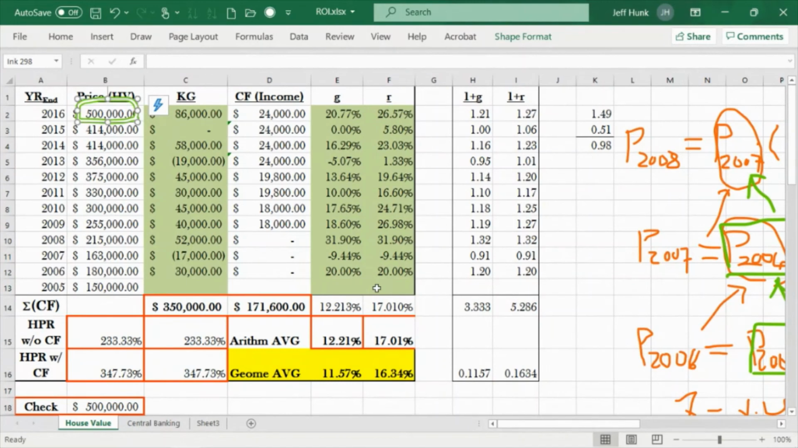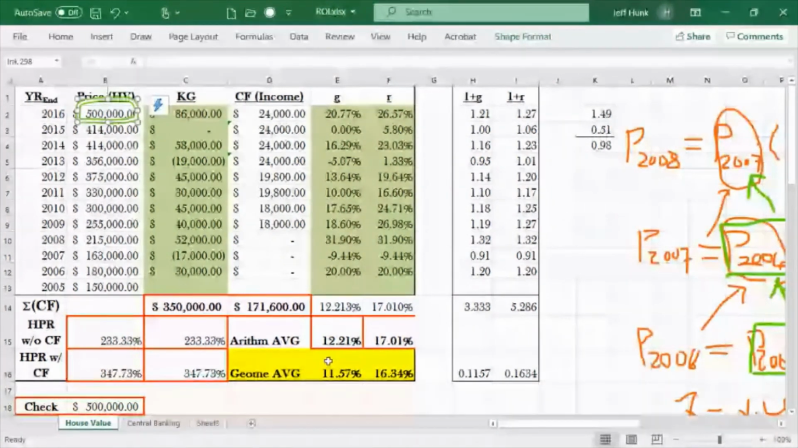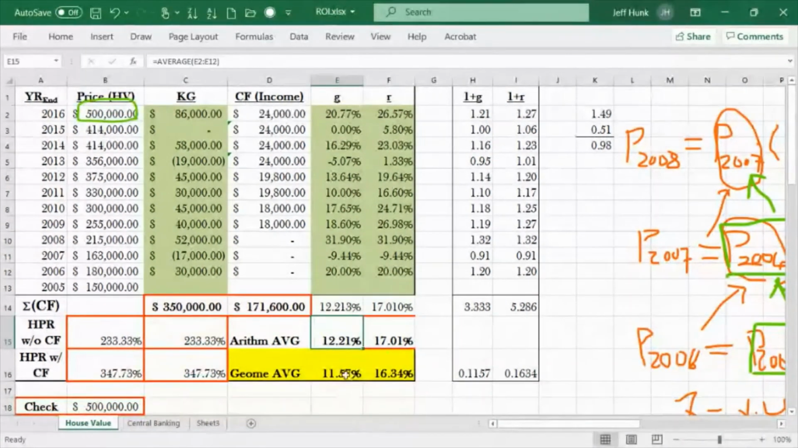Every year, 2 inches? No, it's not like that. The growth rates are uneven. So that's why we take the average. But when you take the average, it's not the simple average. We have to take the geometric average. Why? Because of this compounding effect.